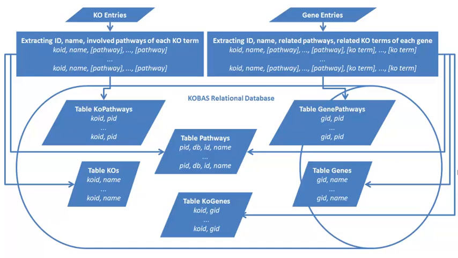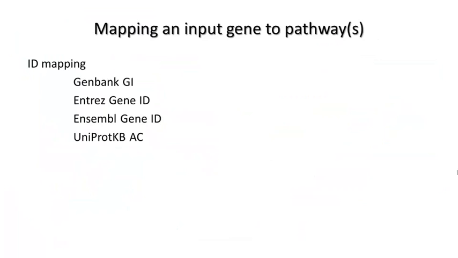Now, given the gene that you're interested in, how can you find out which pathways it is involved in? If your gene is a known gene in a well-annotated species such as human, mouse, and other model organisms, it is likely that the gene has already been annotated in KEGG. So you can use simple ID mapping. You provide the ID of the gene in the format of GenBank GI number, or Entrez gene ID, or Ensembl gene ID, or UniProtKB AC, and Cobus looks into its relational database to retrieve the pathway linked to the gene.